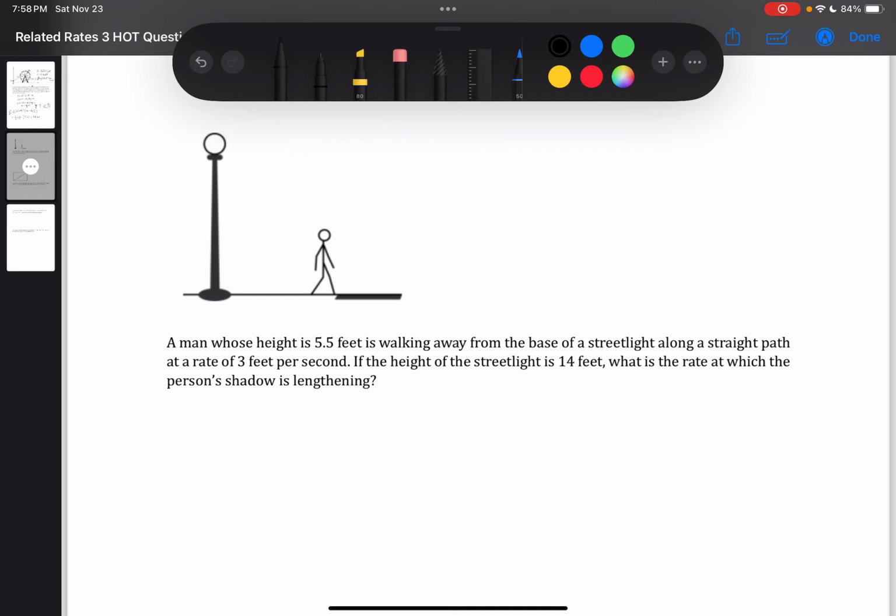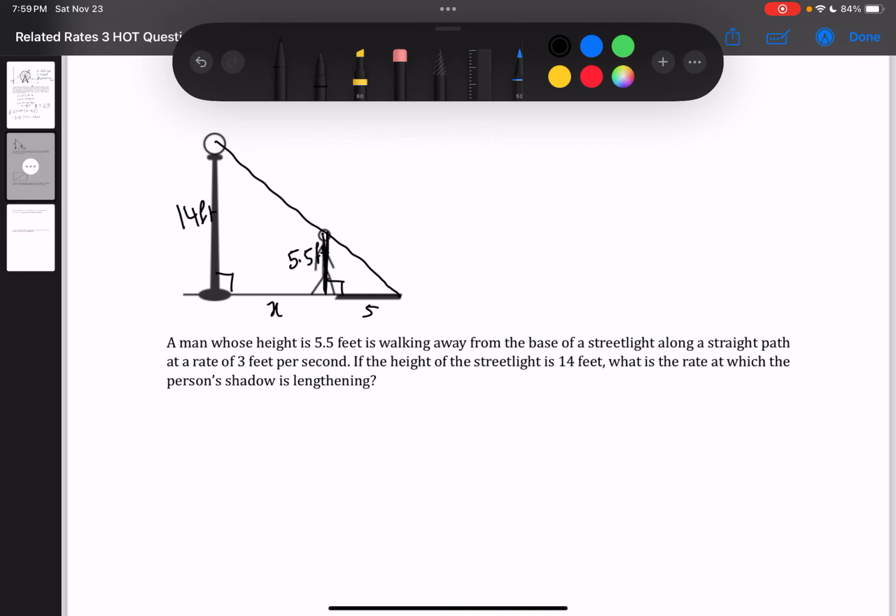So first of all, if you look at this problem like this, you can notice over here that you're creating a set of 2 similar triangles. So let's say that the height of the street light is going to be 14. So we're going to write it over here, 14 feet. The height of the guy is basically 5.5 feet. Let's say that the distance from the street light to the guy is x, and the distance of his shadow is s.